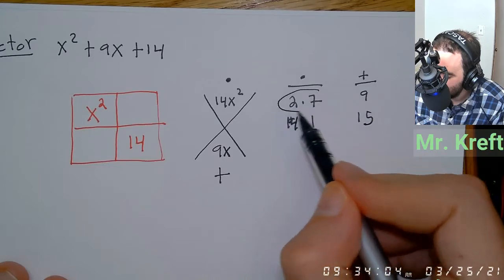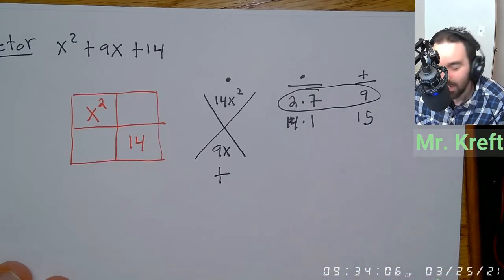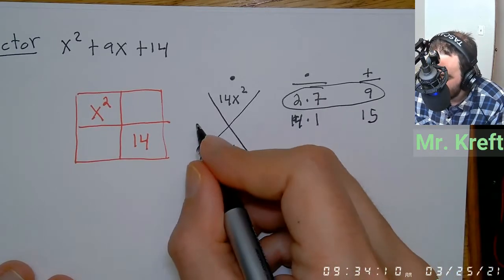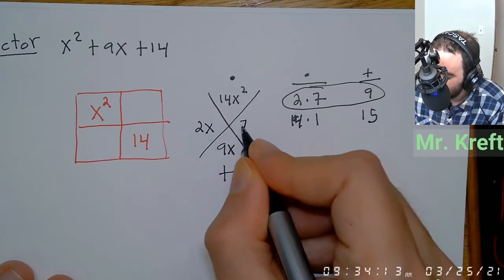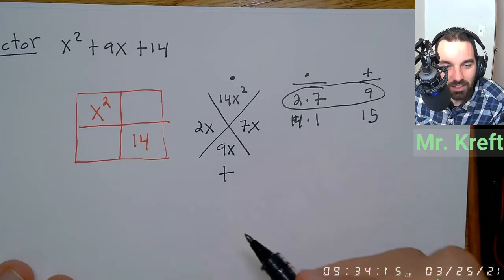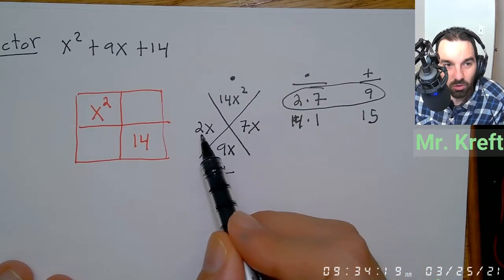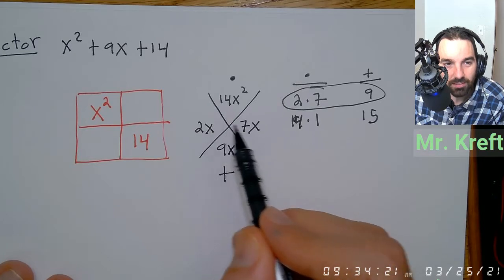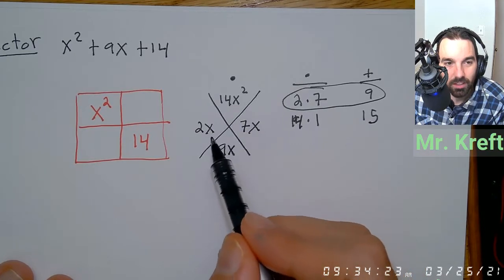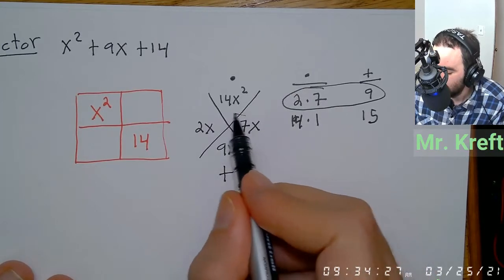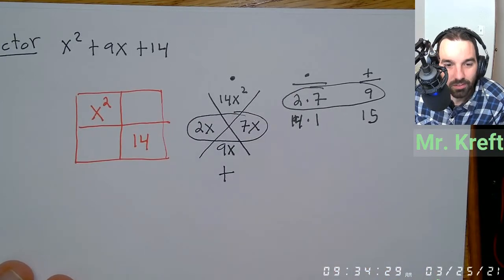We sure do. Check this one out. That's the one we want. So it's 2 times 7, so we're going to have a 2x and a 7x. And before we declare victory, let's double check everything. 2x times 7x: well, 2 times 7 is 14, x times x is x squared, and 2x plus 7x would be 9x. So those are the goods.